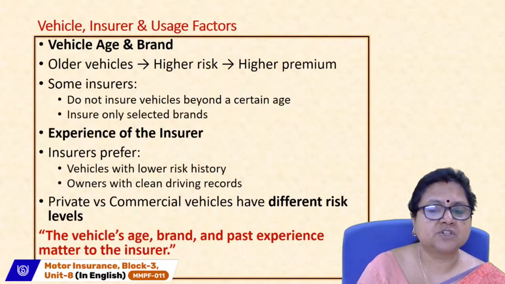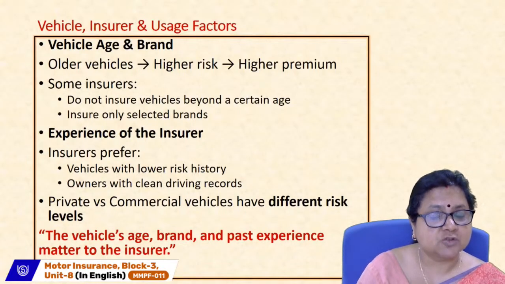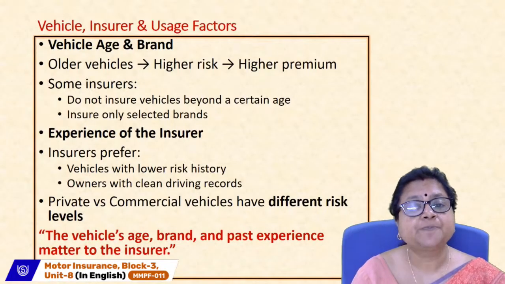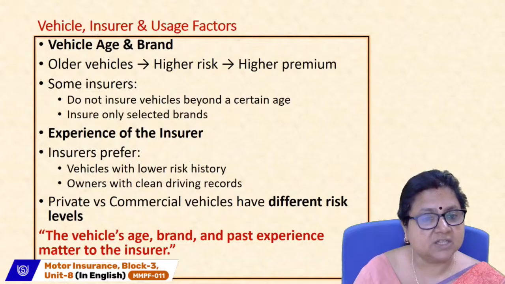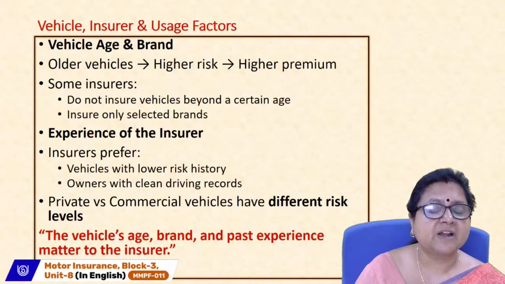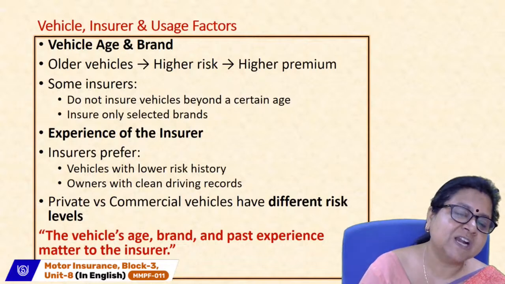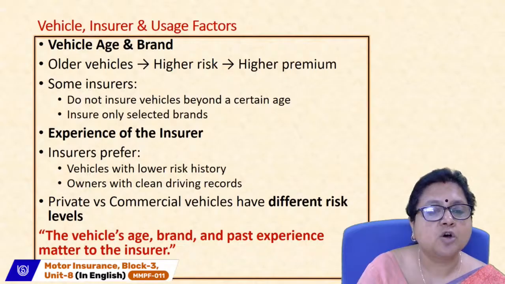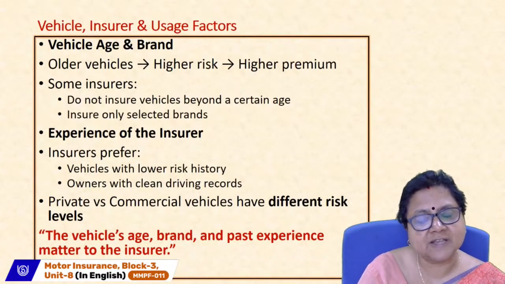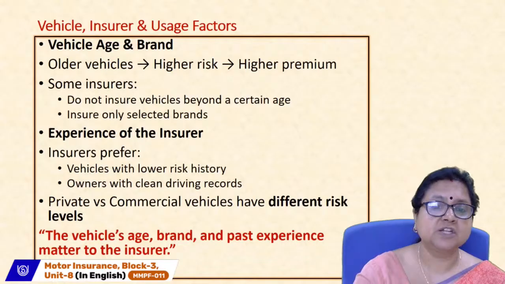So private versus commercial vehicles have different risk levels. The vehicle's age, brand, and past experience matter to the insurers. Whenever the motor insurance company is deciding on the premium, they will see the vehicle age, the vehicle brand, the experience of the driver who is using that vehicle, and how many times that vehicle has had an accident, and how many times it has been repaired. The entire history, or you can say the entire health check of that vehicle, will be done by the motor insurance company before they fix the premium for that insurance.